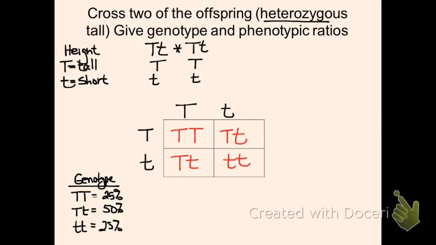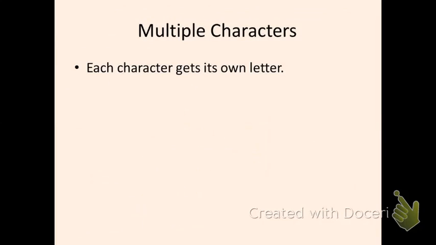Then we're going to identify genotypes, and here we have 25% big T, big T, 50% big T, little t, and 25% little t, little t. And the phenotype, 75% of those are going to be tall because they carry the big T dominant trait, and 25% are going to be short. So this is a situation where two tall plants gave a short plant because they were carrying the short gene.